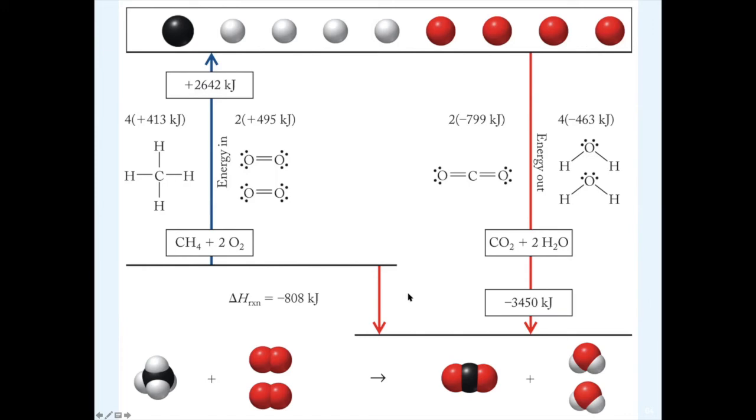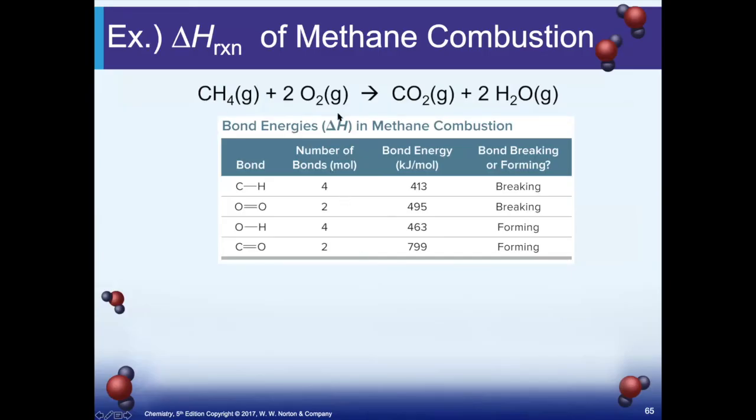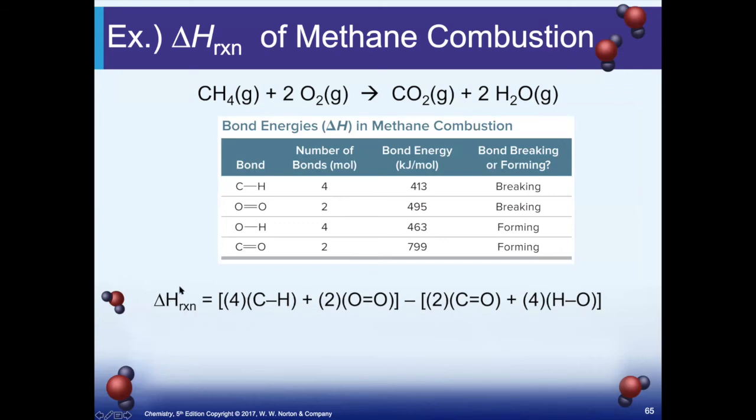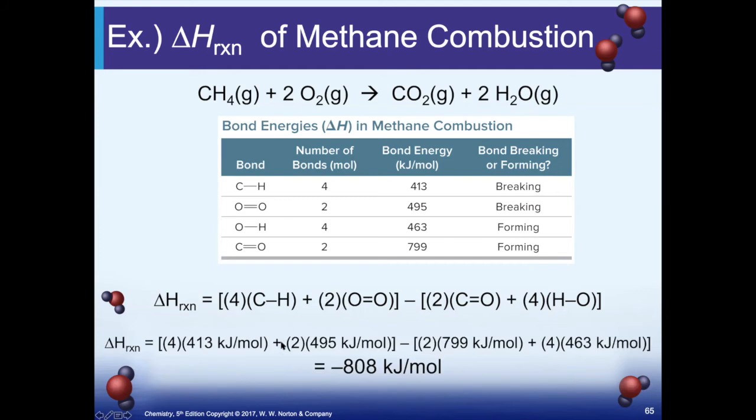Now let's just talk about how to use that equation that we learned a couple slides ago. So this was the reaction and this is our table. Now we just use that equation where an estimate of the delta H of the reaction is the sum of all the bonds that we're breaking, so 4 times the CH bonds plus 2 times the oxygen double bond, minus, straight from the table, 2 times the CO double bond value plus 4 times the oxygen-hydrogen single bond value. So I just look up those numbers from the table. The 413, there it is. The 495, there it is. The 799 comes there. And the 463, and you just plug and chug at that point and you get negative 808 kilojoules per mole.